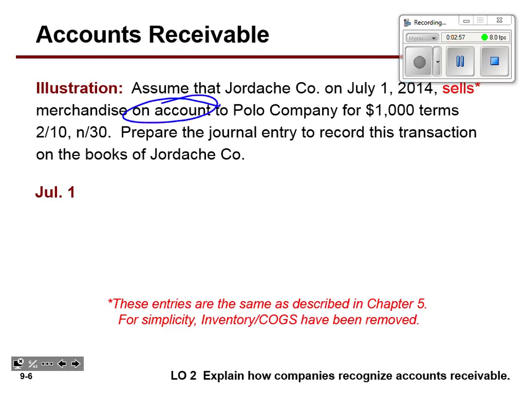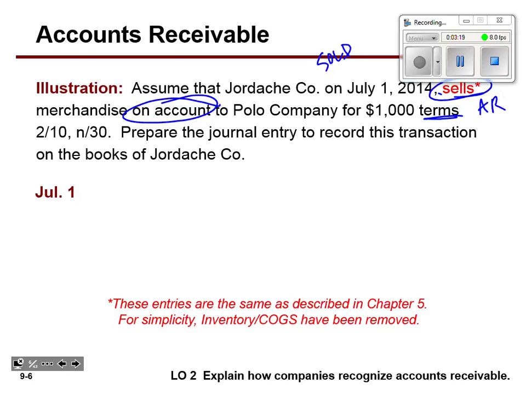to Polo Company for $1,000 with terms, on account, and terms definitely is an AR. If we're selling something to someone and they're not paying us cash and we set up terms and it's on account, it's in the AR. Prepare the journal entry. Now notice what I have in red. It says sell.